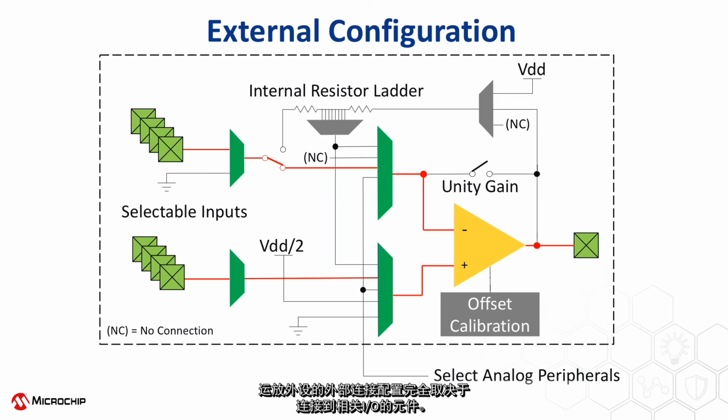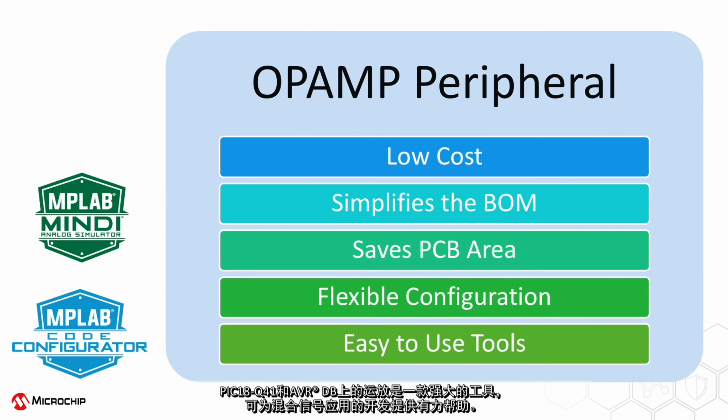The external connections configuration of the op-amp peripheral is completely dependent on the components that have been connected to the associated I/O. Any arbitrary configuration of the operational amplifier is possible in this state, so long as the circuit does not violate the absolute maximum rating specified in the device datasheet.